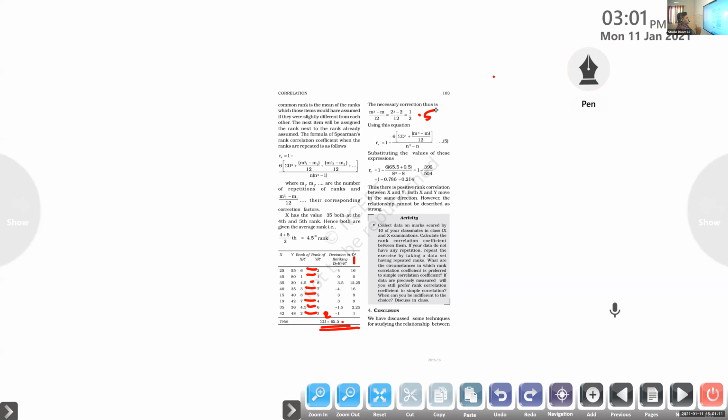0.5. So correction, that is the correction here. Only 2 values are repeating. So the M value is 2. Value of M is 2. Clear? So (M cube minus M) divided by 12, that is 0.5.